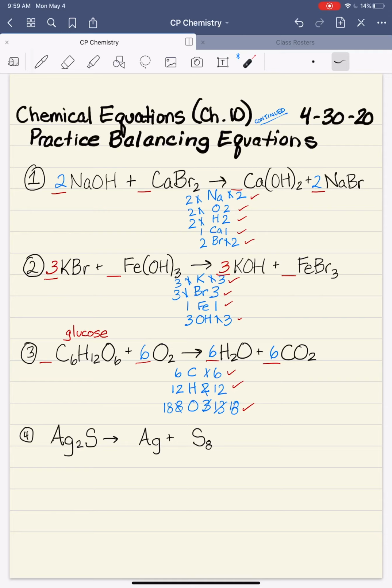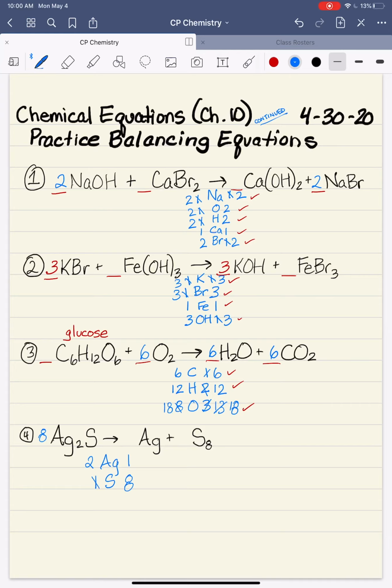Okay, so 2 elements. Oops, let's try the pen. Silver and sulfur. On this side, I have 2 silvers. On this side, I have 1. On this side, I have 1 sulfur. And on this side, I have 8. All right. Well, the first thing I want to do is go ahead and put an 8 over here. There's only one way I can get 8 sulfurs, and that's to put an 8 as a coefficient.